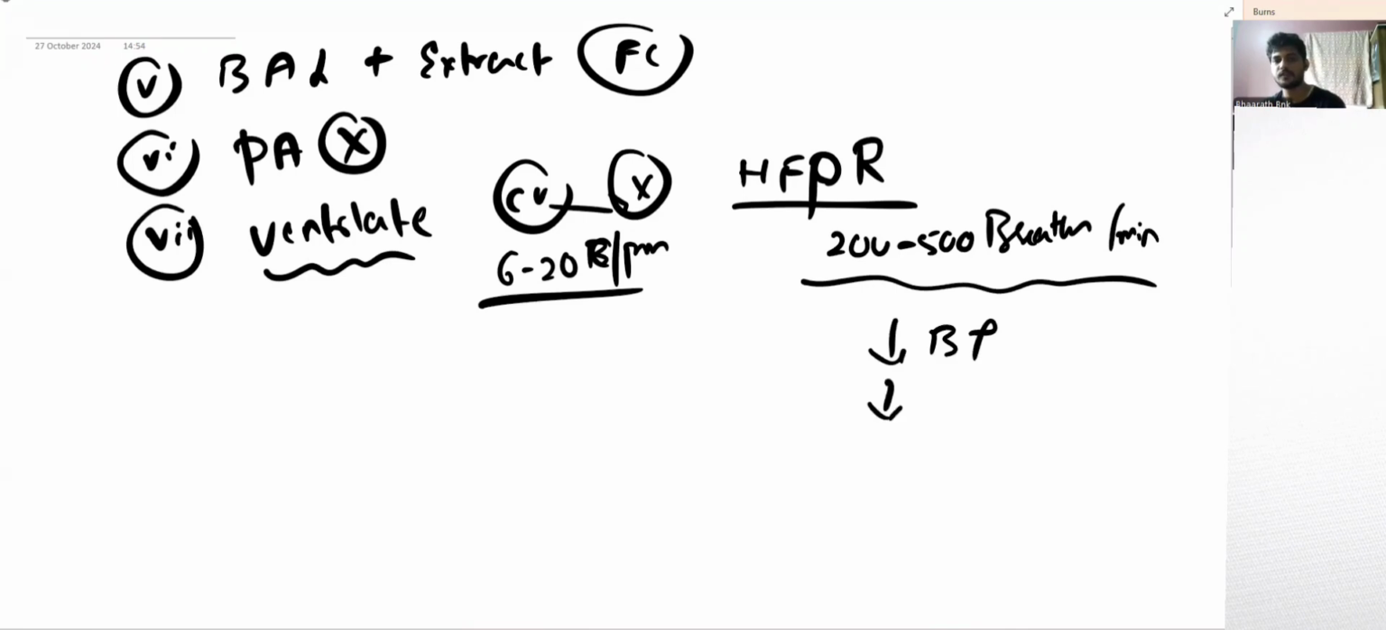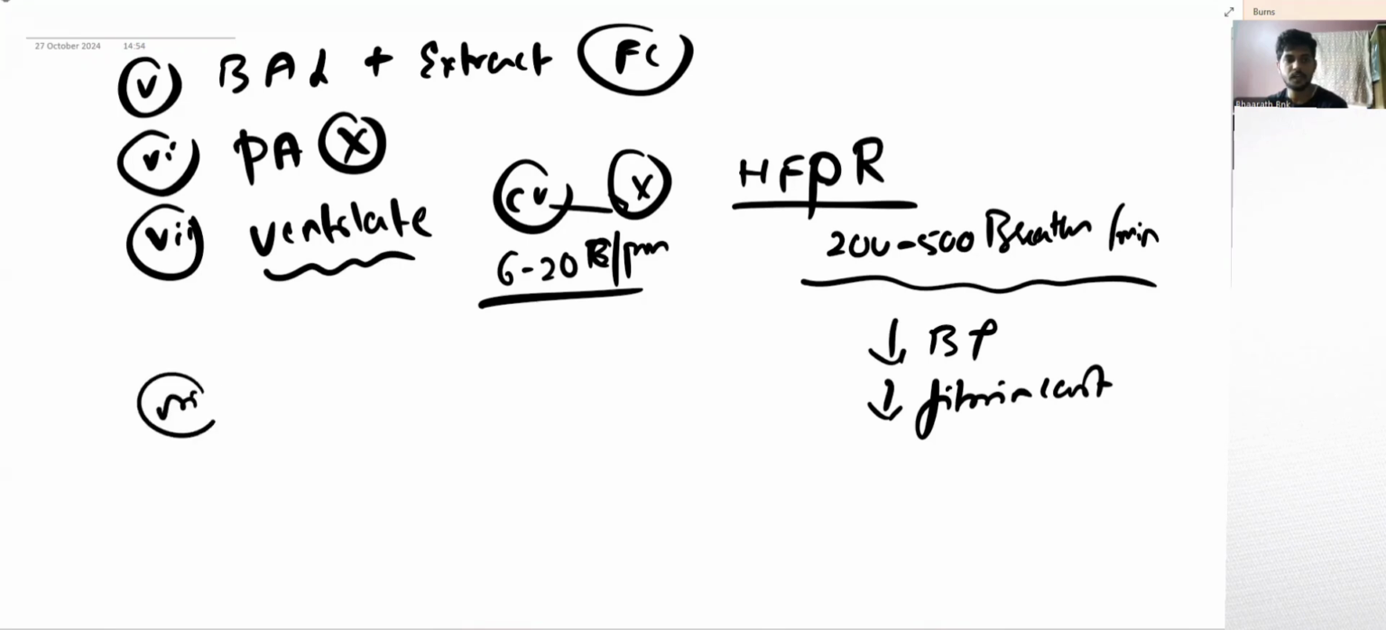Also, it reduces the fibrin cast formation, right? It can also inhibit the fibrin cast. It can break the fibrin cast that is formed. So initially you put on the conventional ventilation. If the patient does not improve, you can put him on the high frequency percussive ventilation.